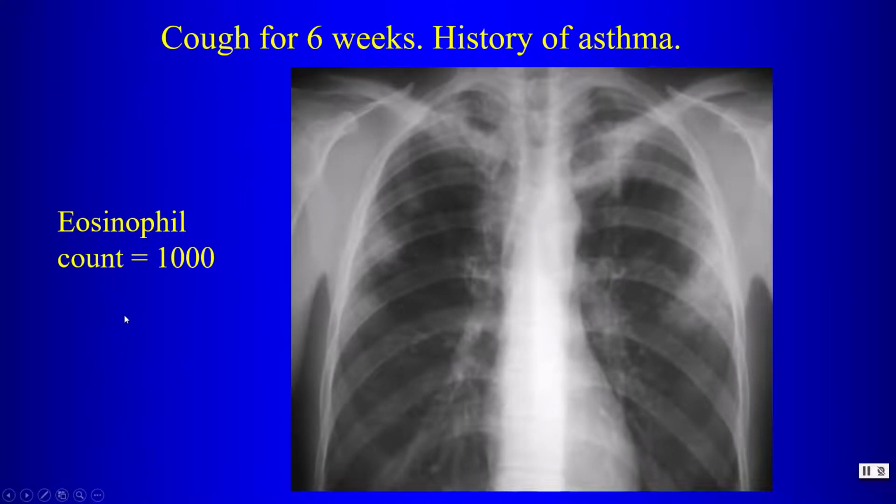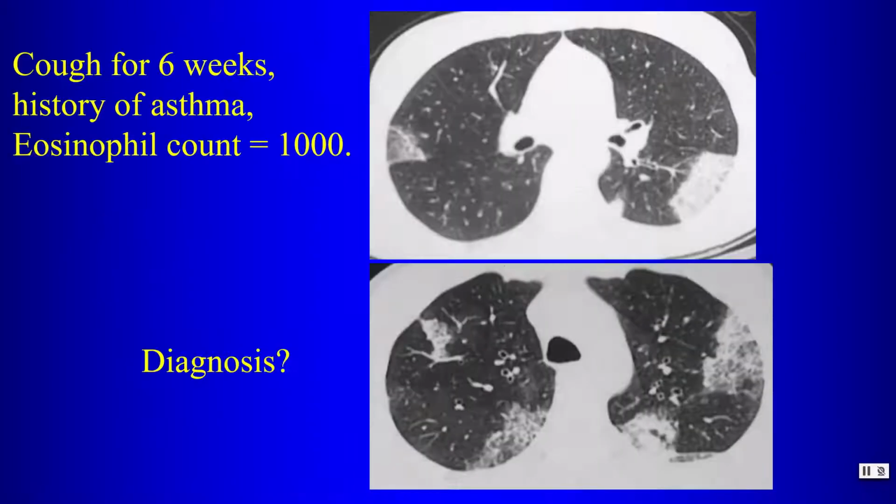Now, if I give you this history and tell you this patient has a cough for 6 weeks and a history of asthma, and this patient also has an elevated eosinophil count. So a few important things here. Again, we have peripheral consolidations, but we notice that the symptoms have been present for greater than a month. And we've also said that the patient has asthma. So how does this fit in with our discussion of eosinophilic lung diseases?